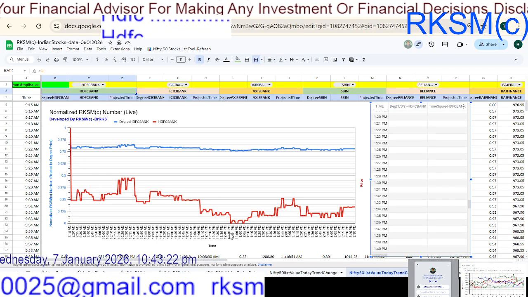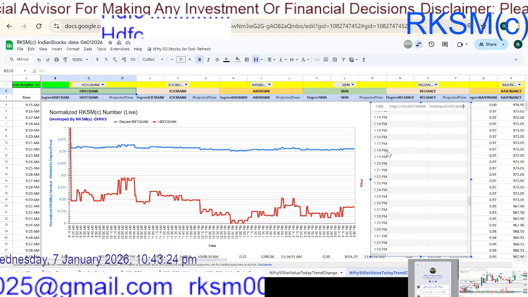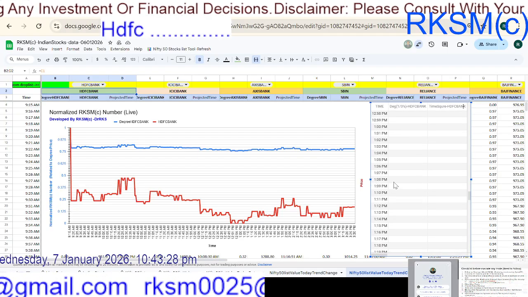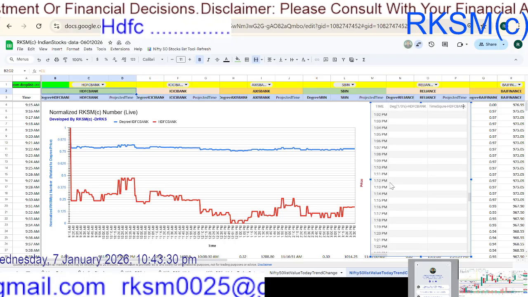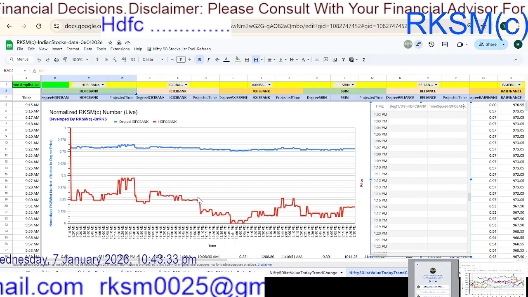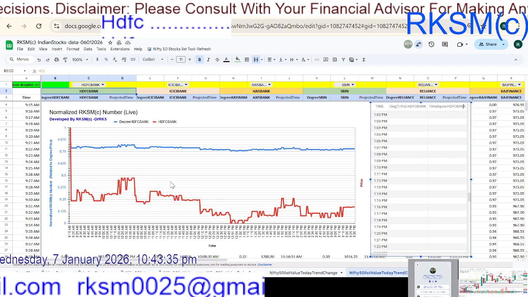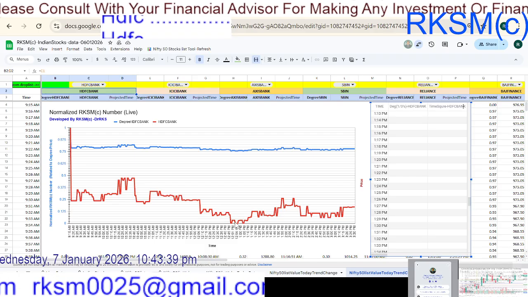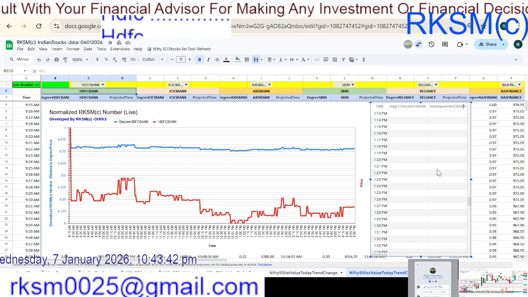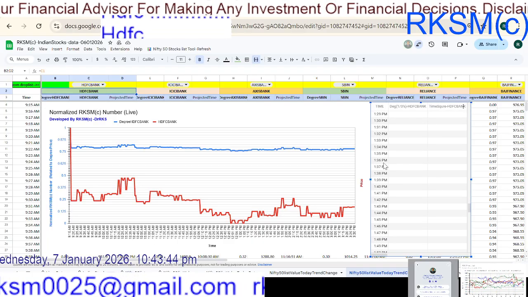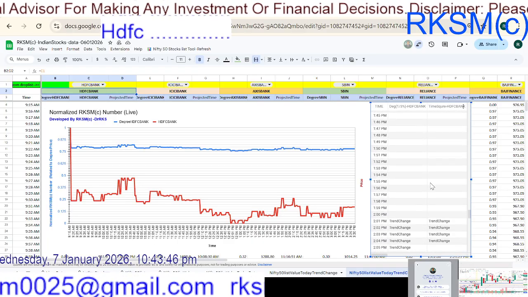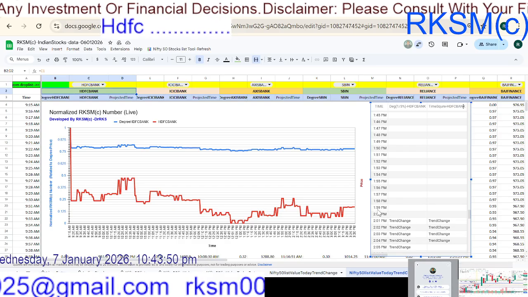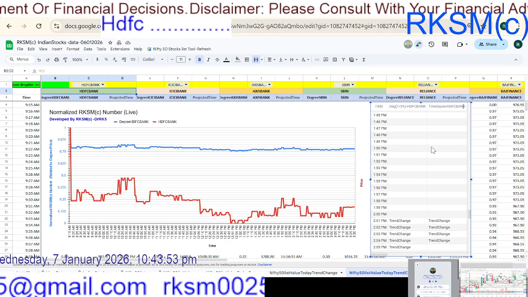You see, 12:45 something. Still, we are not getting any reversal point here, because it's already completely one sided. If there is any change in the trend, then it will be displayed here. So until 1:30 there is no change, no change, no change. Till 1:55 p.m. there is no change.